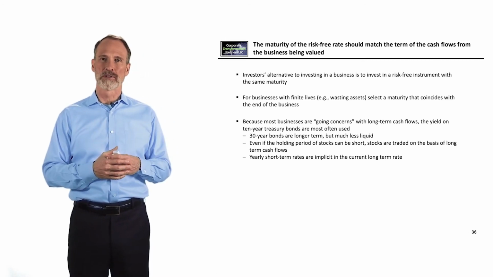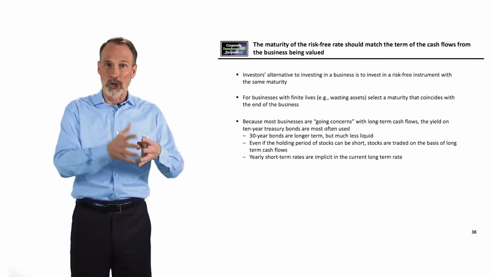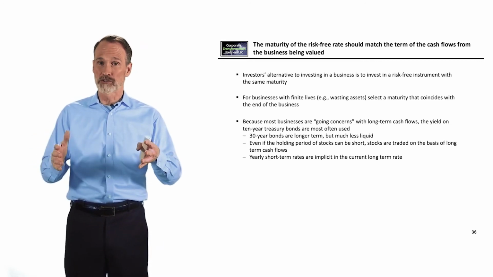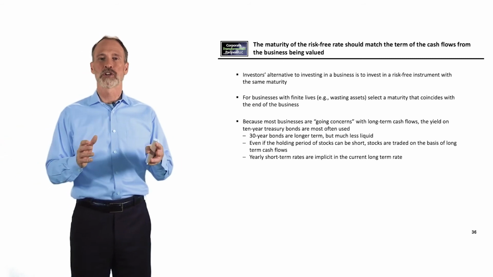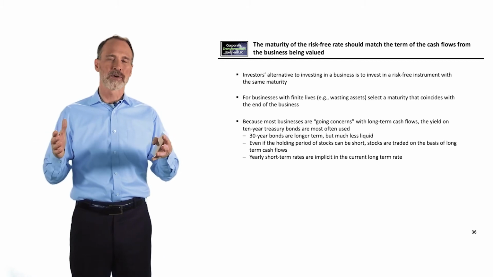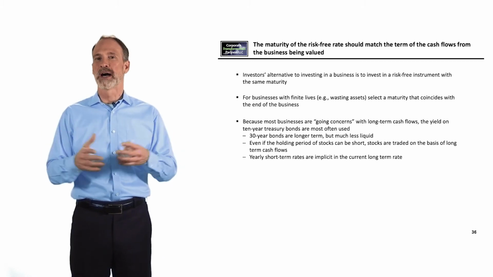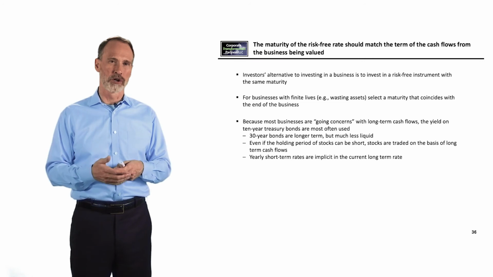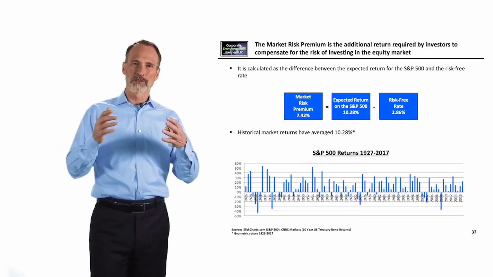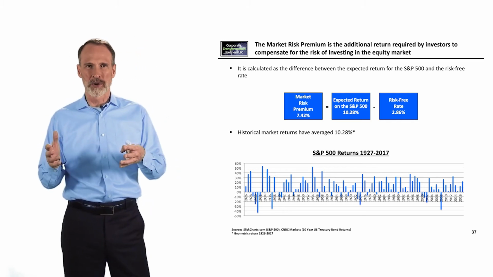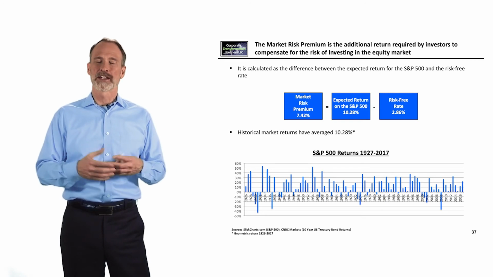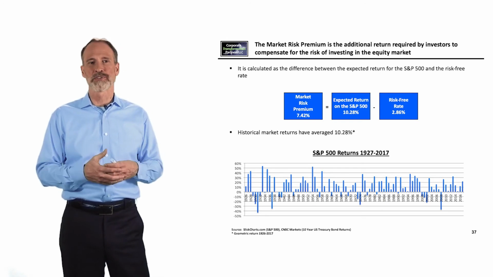So the maturity of the risk-free rate should match the term of the cash flows from the business being valued. And because we're valuing based on long-term cash flows, and for example, a NOPAT perpetuity is absolutely the definition of long-term, you'd also want to use a risk-free rate that goes into the long-term. In the US right now, a 10-year bond is a good representation of what that long-term risk-free rate might be. So we take the expected market return of 10% or so, we subtract off the risk-free rate, and that gives us an expected market risk premium of 7% or so.